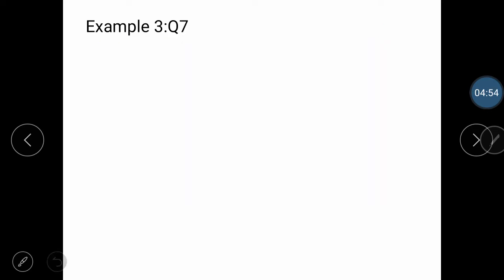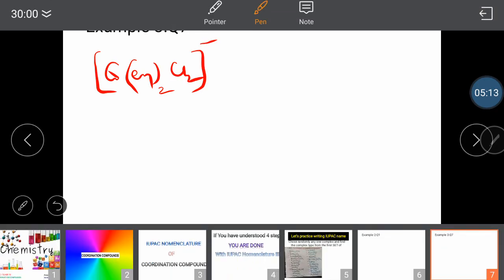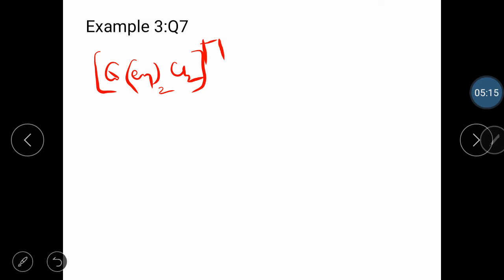Let's go for question number 7. What is question number 7? [Co(en)2Cl2]+, plus 1 charge. Look at this. Here you don't have to divide into ions because they directly give you the ion. So which complex is this? This is a cationic complex.